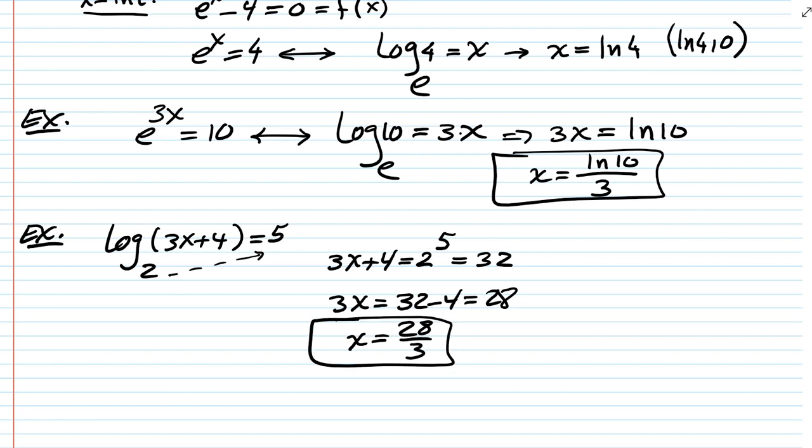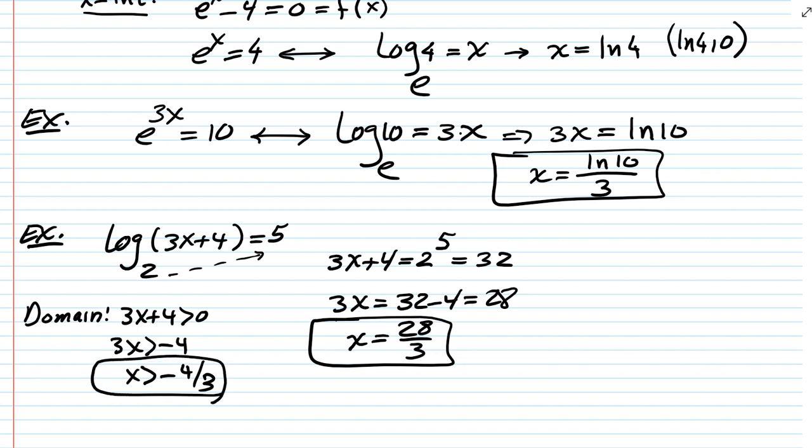Okay, and 28 thirds is a positive number. When I try it in my domain, I'm going to end up with a positive number, so I'm good. I'm in the domain of the function. What is the domain of this function, by the way? The argument must be positive. So as long as the answer is x greater than negative 4 thirds, we are okay. And definitely 28 thirds is greater than that. So we are good. And there you have it.